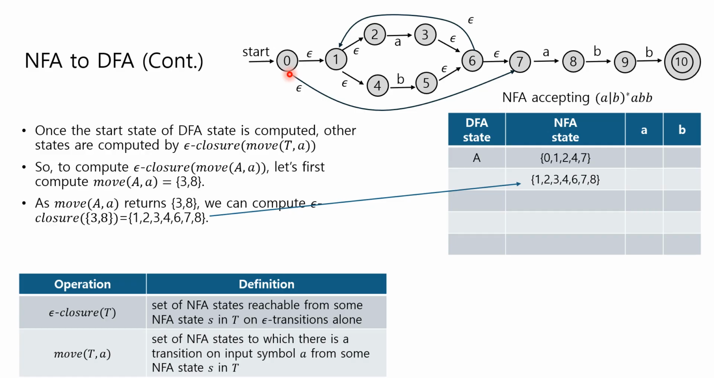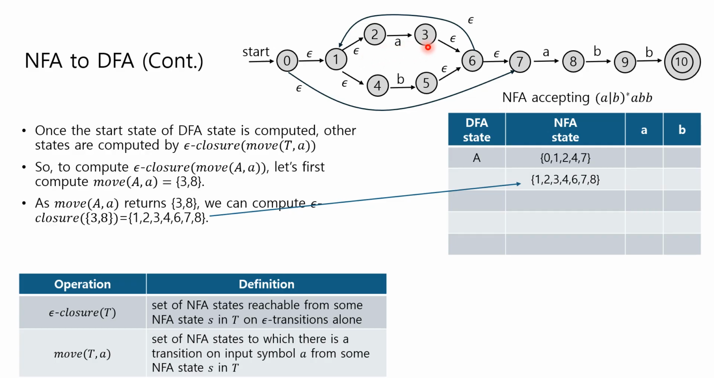If you see state 0, it is not reachable from state 3 on epsilon transitions alone. And in the case of state 1, we can reach state 1 through state 3 to 6 to 1 on epsilon transitions alone. So state 1 is in the result set of epsilon closure of {3, 8}. See, it's included here. And state 2, we can reach state 2 from state 3 to 6 to 1 to 2, on which the input symbols are epsilon. So 2 is in the result.